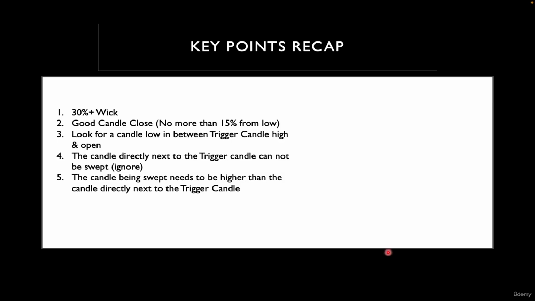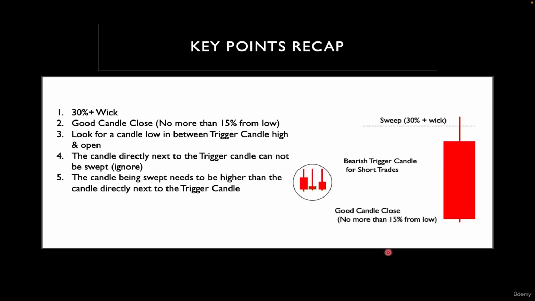Let's just have a quick recap of those points again. So 2 characteristics, we're looking for a big wick to the upside on a bearish and a good close, meaning that the close is near the low of the candle. And we're looking for that candle to sweep liquidity. Now remember why this is. We're taking orders from above a high, and then we're aggressively reacting, and we're looking to jump on the train to catch the next move.